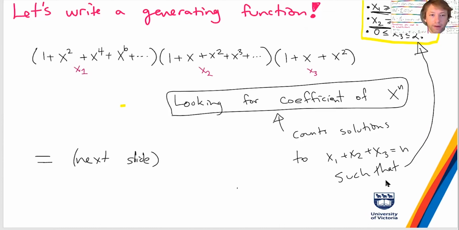Basically, the contribution from the first term will correspond to the choice of x1. The contribution from the second term will be the choice of x2, and the contribution from the third will be the choice of x3. And the exponents have to add up to n in order to contribute. Okay, I'm not sure.